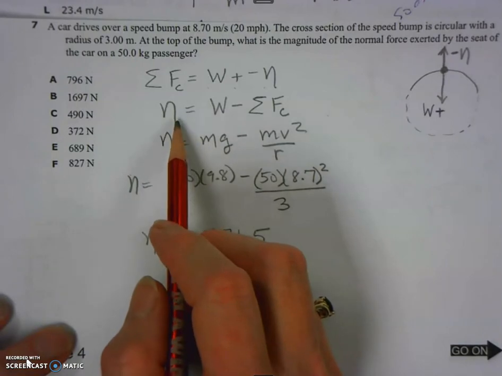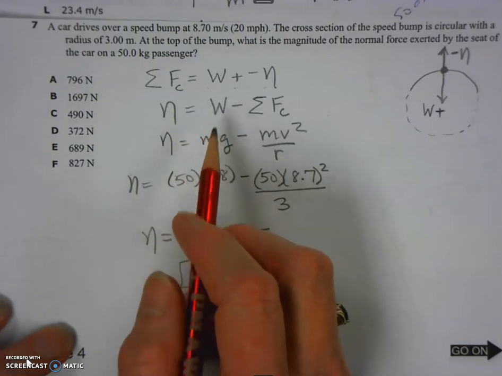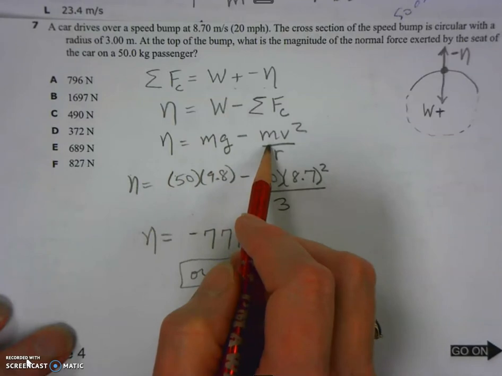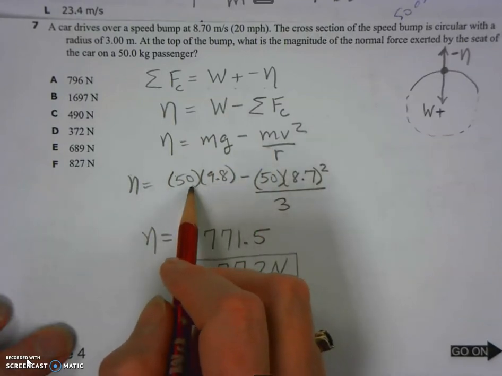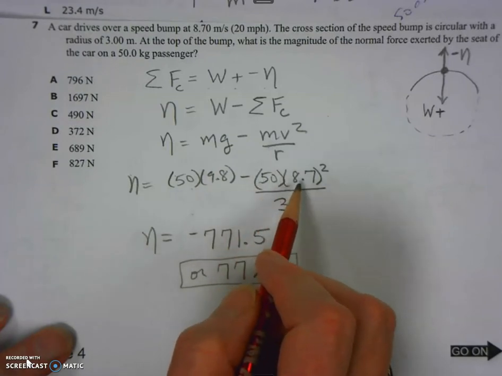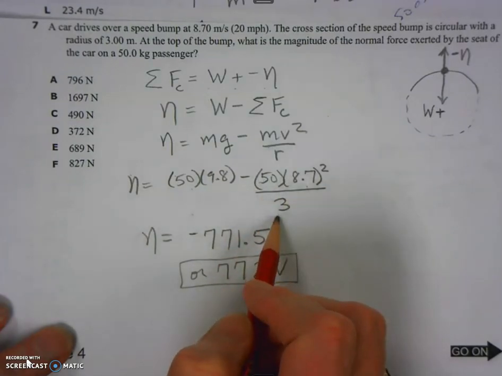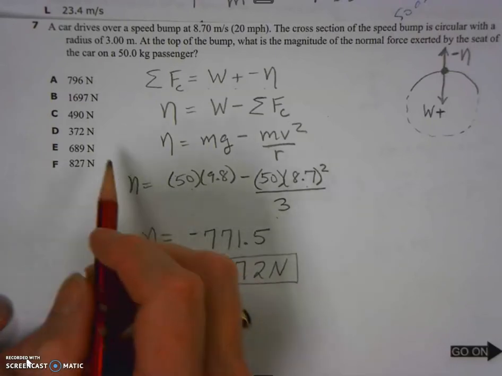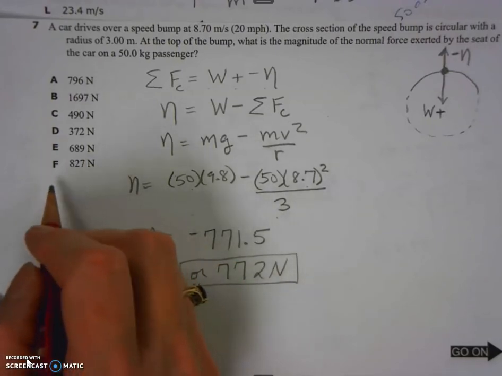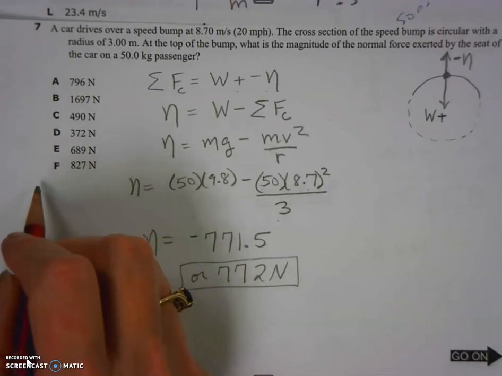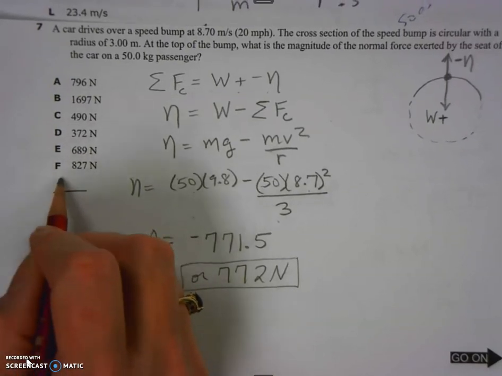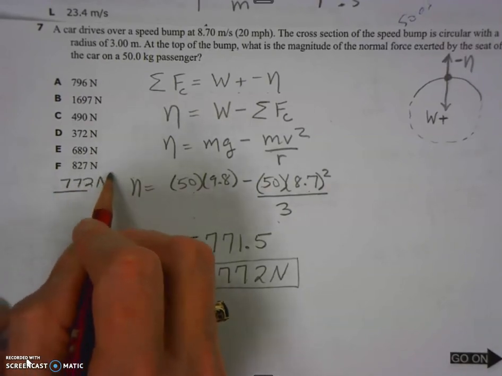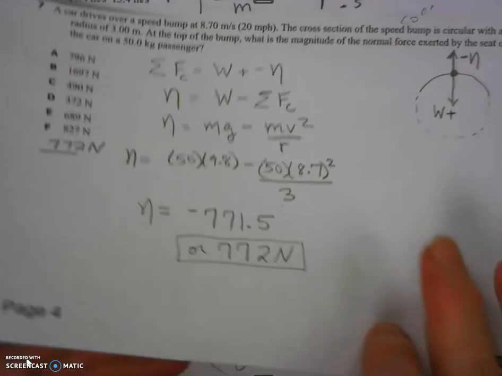So solving for the normal force, it's going to be the weight minus the net force. So mg minus mv squared over r. And then I put in the numbers that I've been given. A 50 kilogram passenger, so mass twice, and then a velocity of 8.7, a radius of 3 meters, and I get 772 newtons. Okay, 772 newtons is not shown on this because this is the bad old printout. But for period 4, 6, and 7, there is a correct choice of 772 newtons. Sorry about the mess. Okay, like I said, it didn't hurt you a bit.